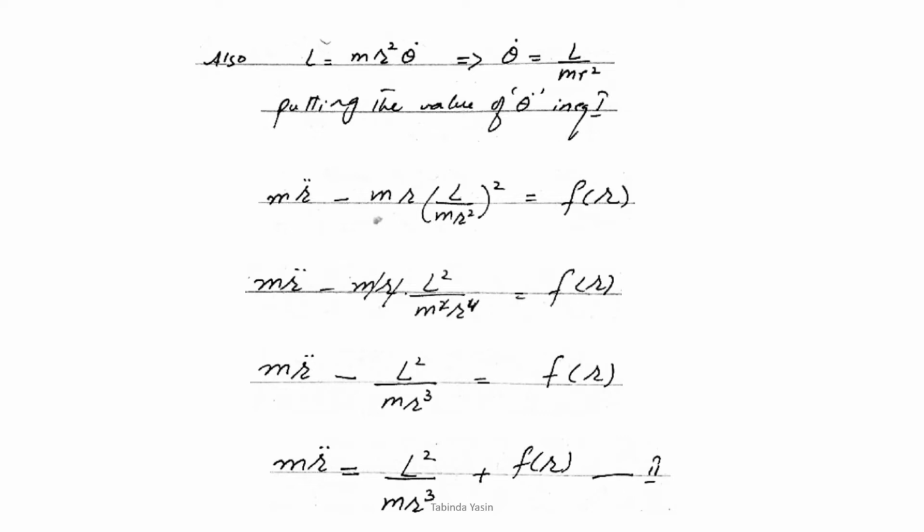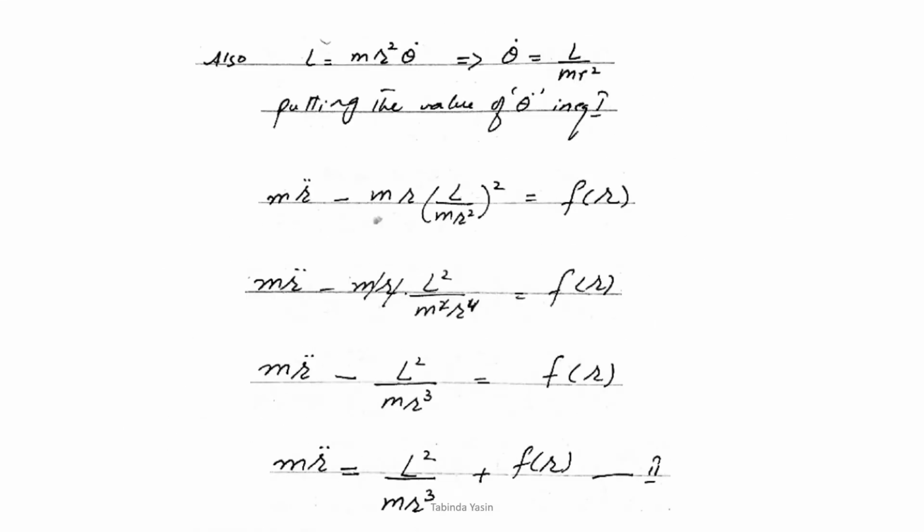into L square over m square r power 4. Cancelling the m above and below in the second term, and cancelling one r above and below with the r power 4, we are left with the equation m r double dot minus L square over m r cube is equal to f of r.